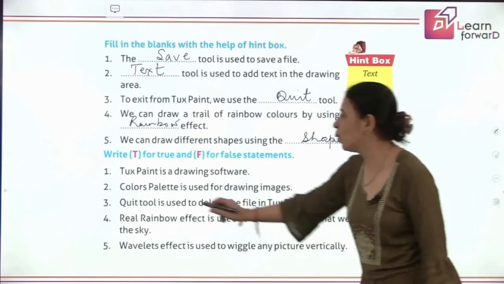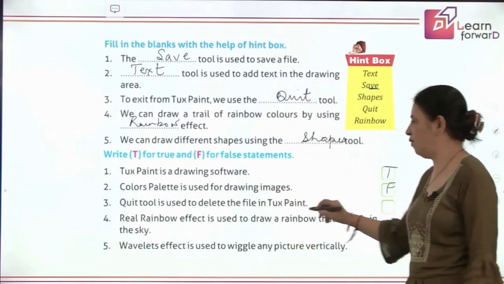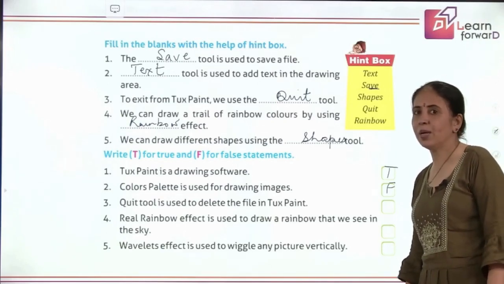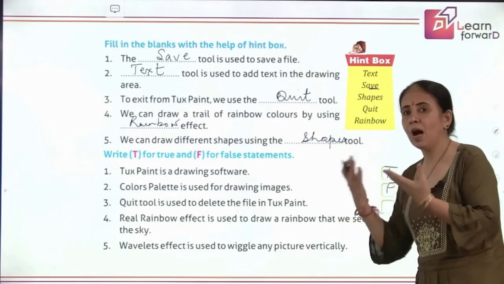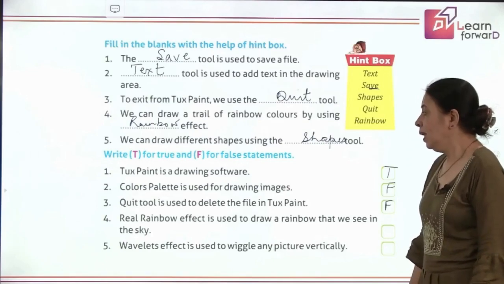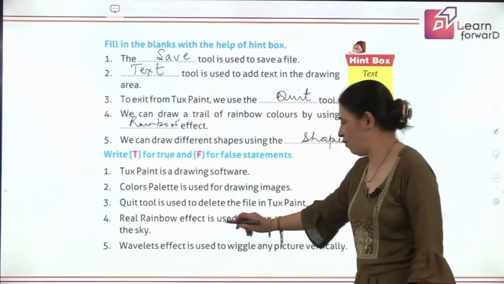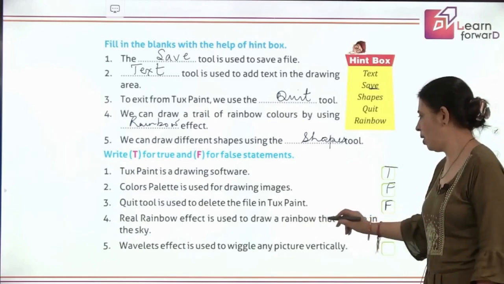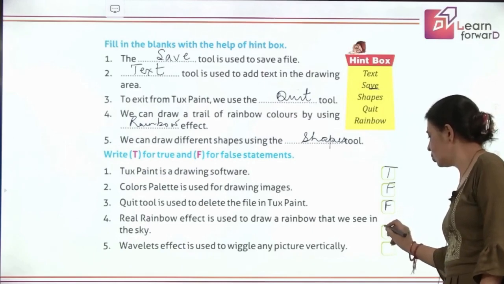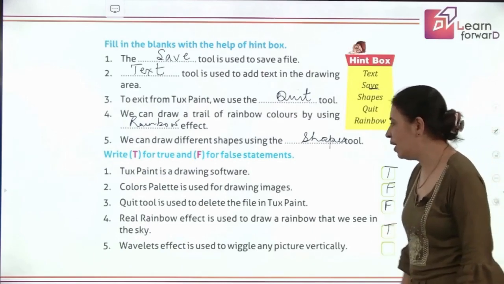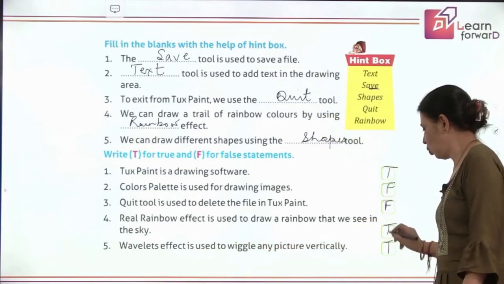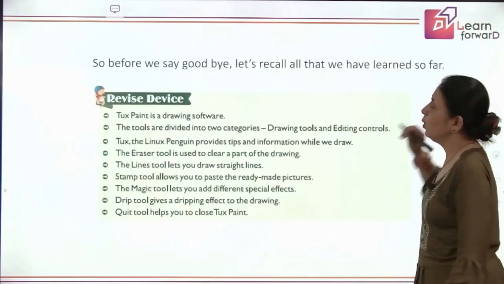Then we have quit tool is used to delete the file in Tux Paint. Do you delete the file by pressing quit tool? No, we exit out of Tux Paint. So it is again a false statement, children. Then the rainbow effect is used to draw a rainbow that we see in the sky. Good. This is a true statement. And wavelet effect is used to wiggle any picture vertically. This is also true. So I believe you enjoyed the learning.